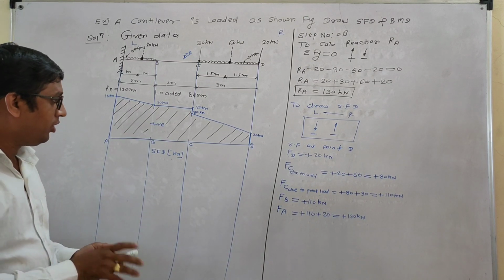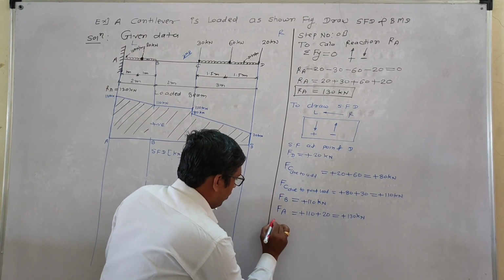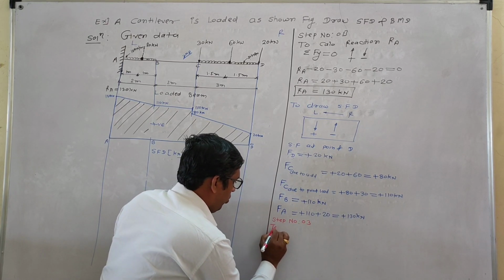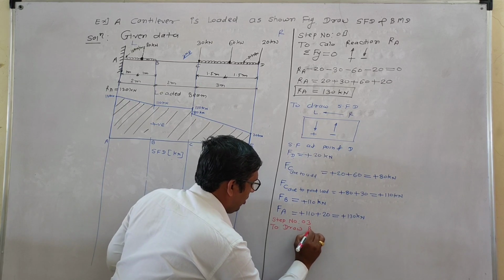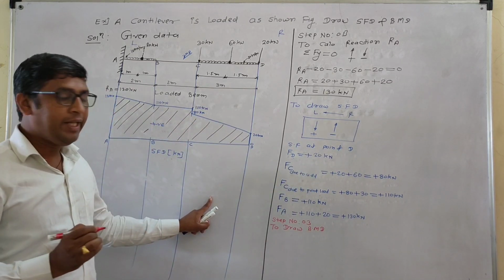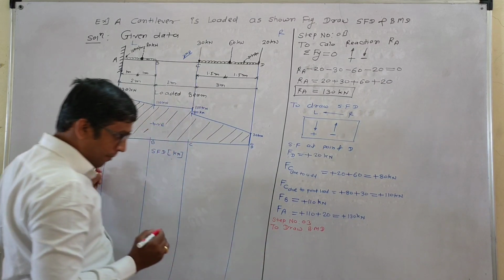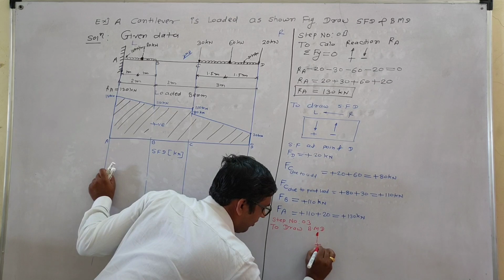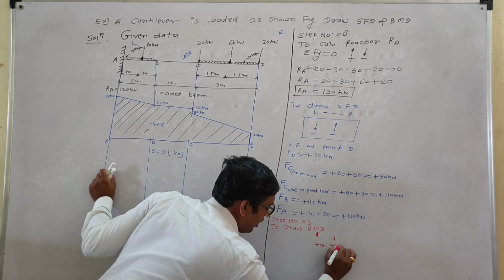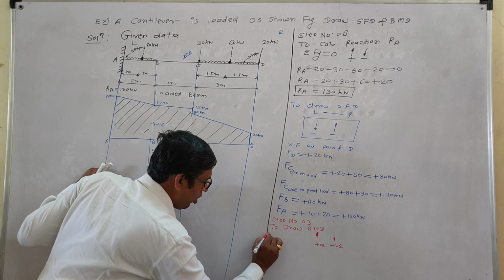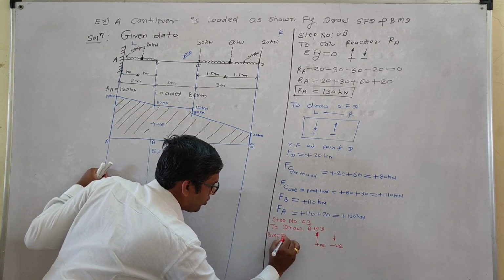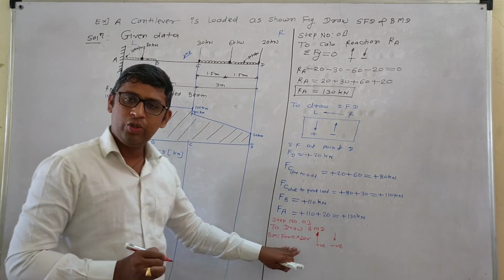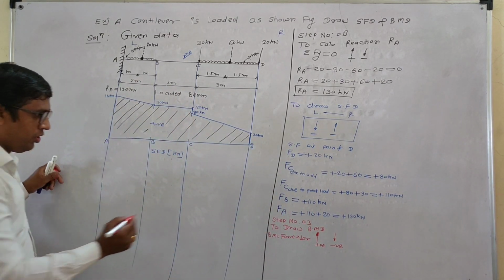Okay. Step number three. To draw BMD, bending moment diagram. For that, what is the sign convention? Upward force, take it positive. Downward force, take it negative. BM means what? Force into perpendicular distance. Force into perpendicular distance.